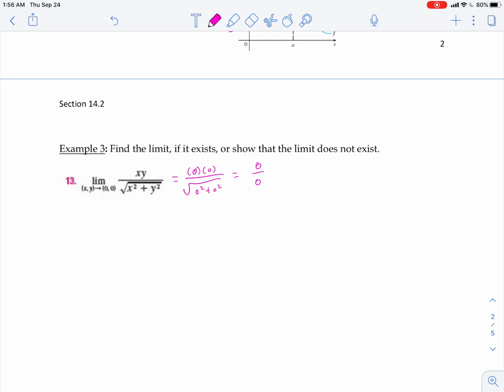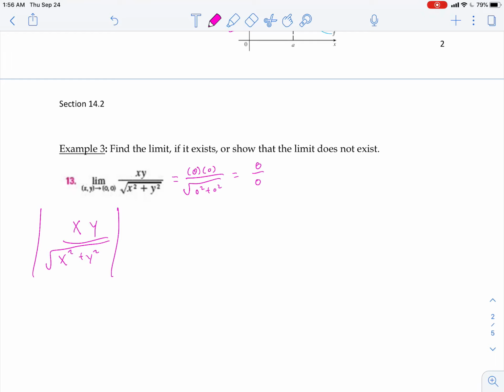And so what I'm going to do is try to use the squeeze theorem. Basically, we're going to take our function xy over the square root of x squared plus y squared, and we're going to take the absolute value, so that way we can talk about approaching from the left and approaching from the right.